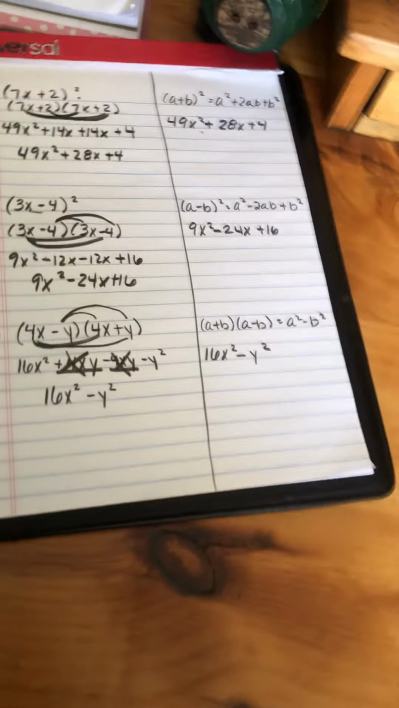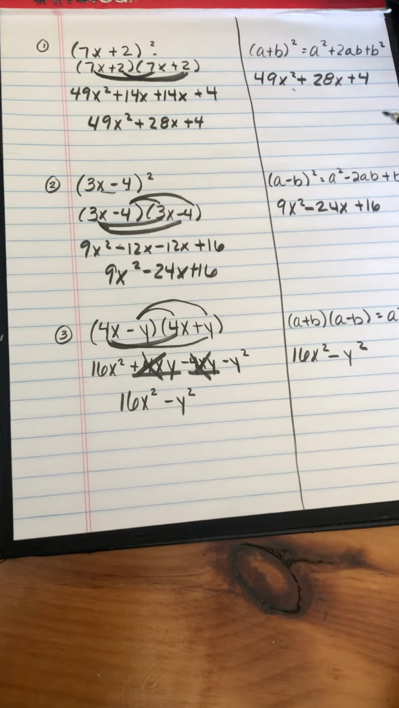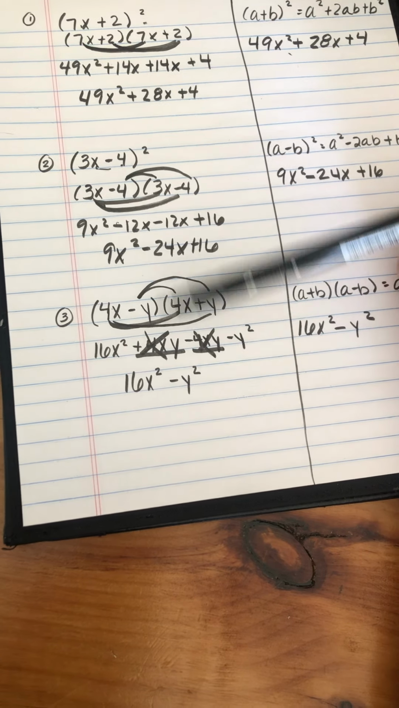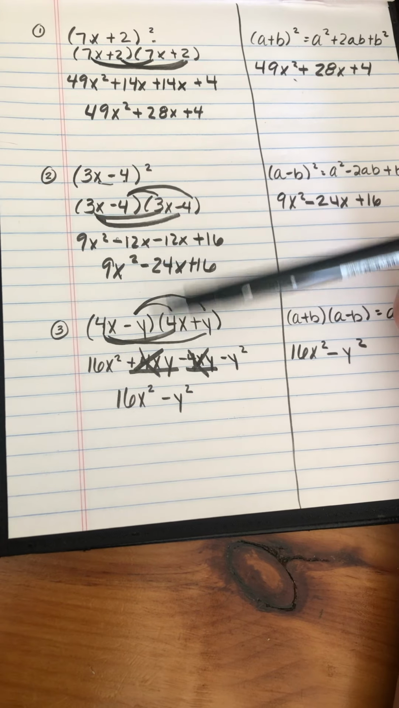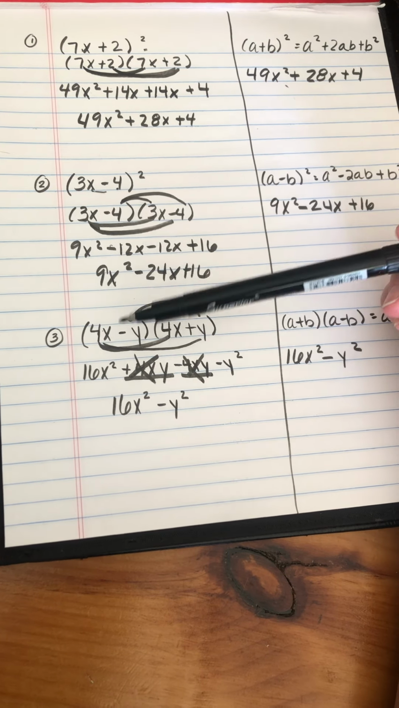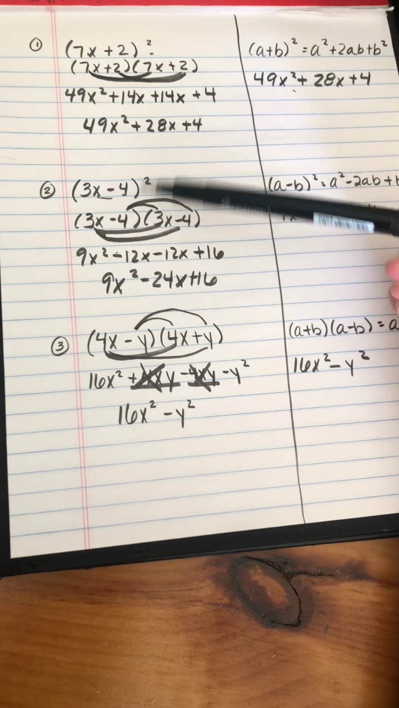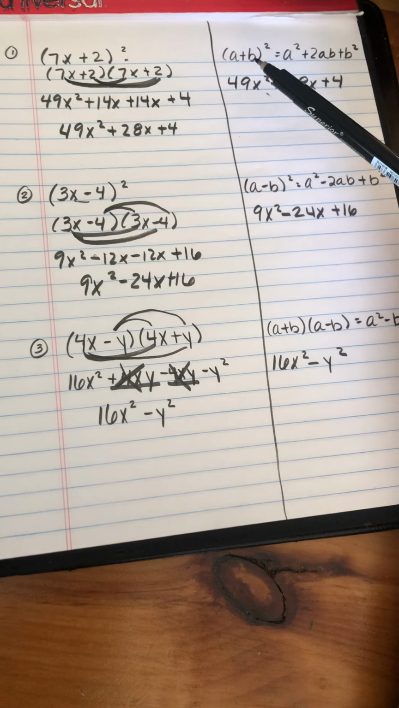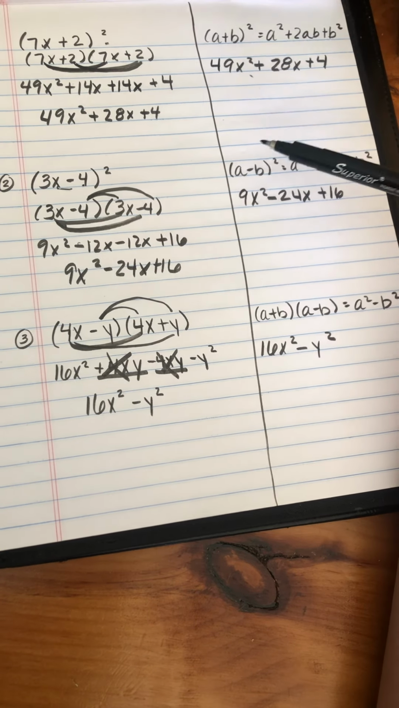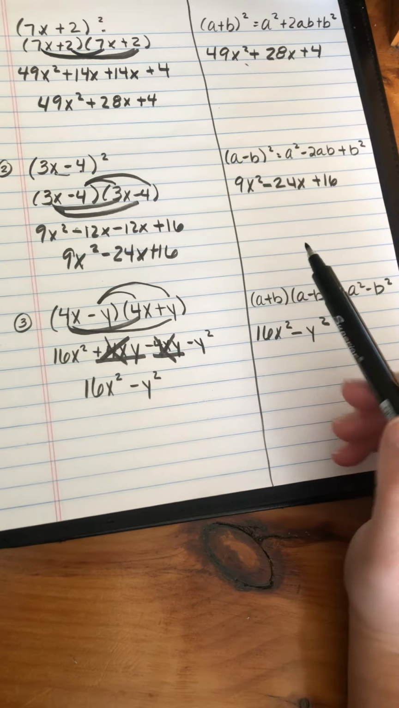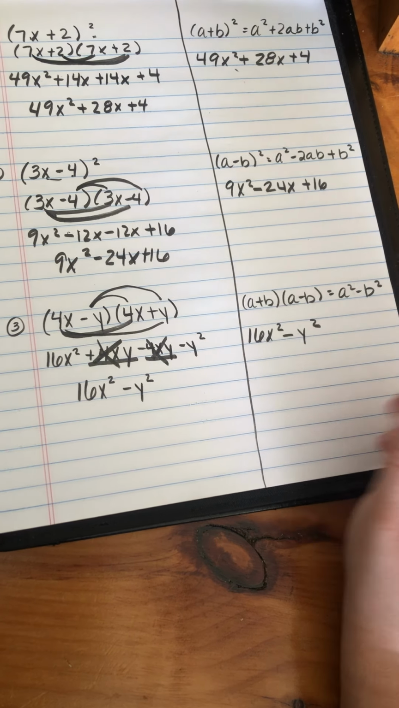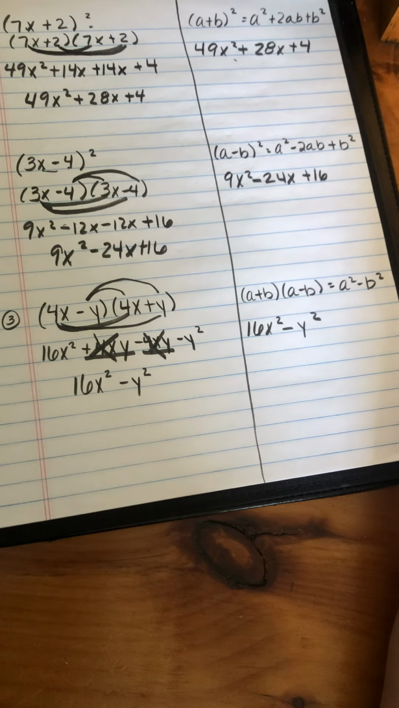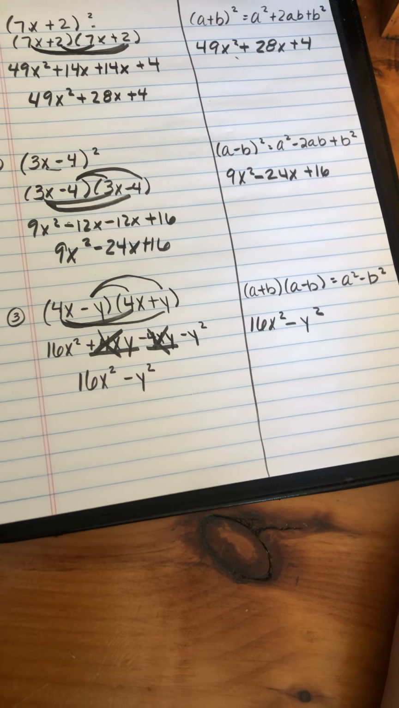Okay, so the right column, we're showing you how these shortcuts are used, without having to go through this process. This left column is showing you how we're getting these shortcuts, where they're being derived from when we do the FOIL method. So these shortcuts will work for any of these types of binomials, whether you're multiplying it by itself with a plus or a minus sign, or whether you're multiplying it by itself with one plus and one minus. Okay, the binomials pretty much have to be exactly the same for these shortcuts to work.